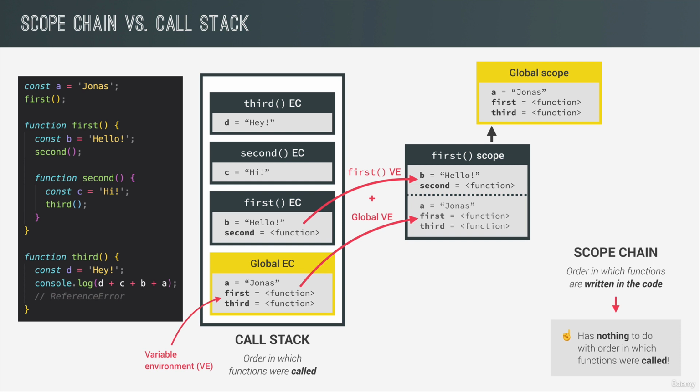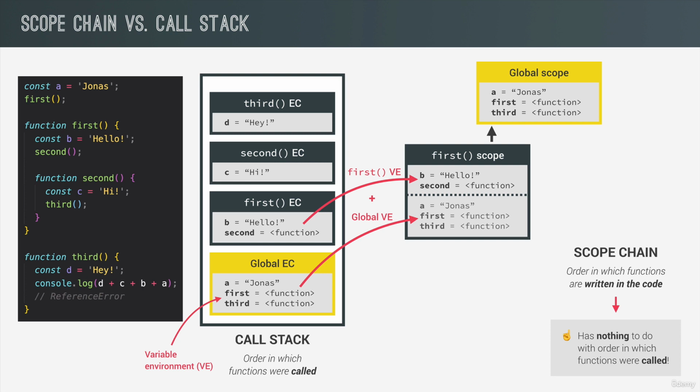Or, in other words, the scope chain has nothing to do with the order of the execution contexts in the call stack. The scope chain does get the variable environments from the execution contexts, as shown by the red arrows here, but that's it. The order of function calls is not relevant to the scope chain at all. Alright? Really keep that in mind.